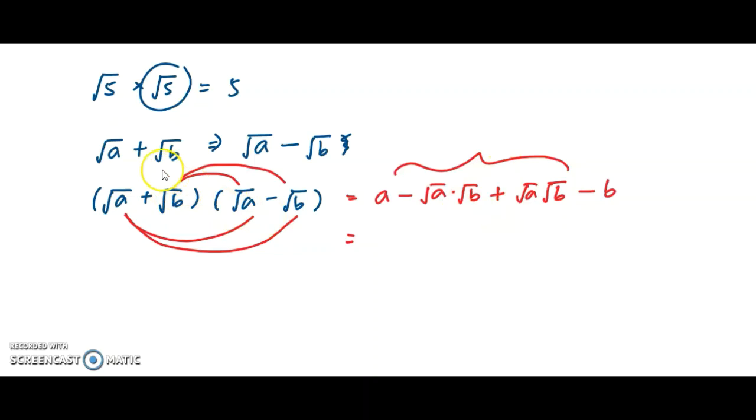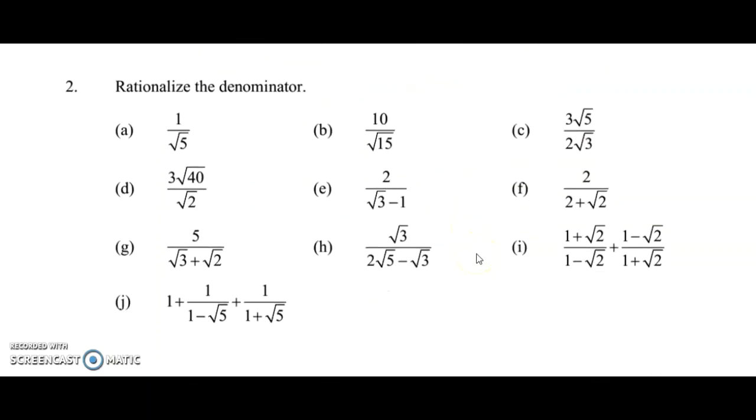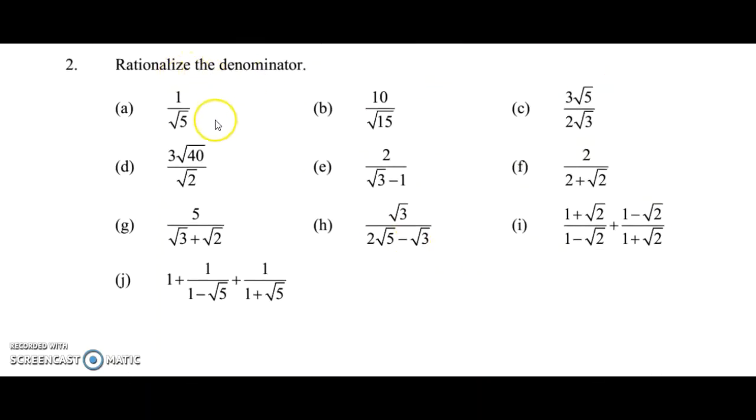Once you take an expression involving a surd multiplied by its conjugate, automatically the term containing the surd will disappear after you expand it. So in the end you get only A minus B. And I'm going to use this concept to rationalize the denominator for questions A to J.